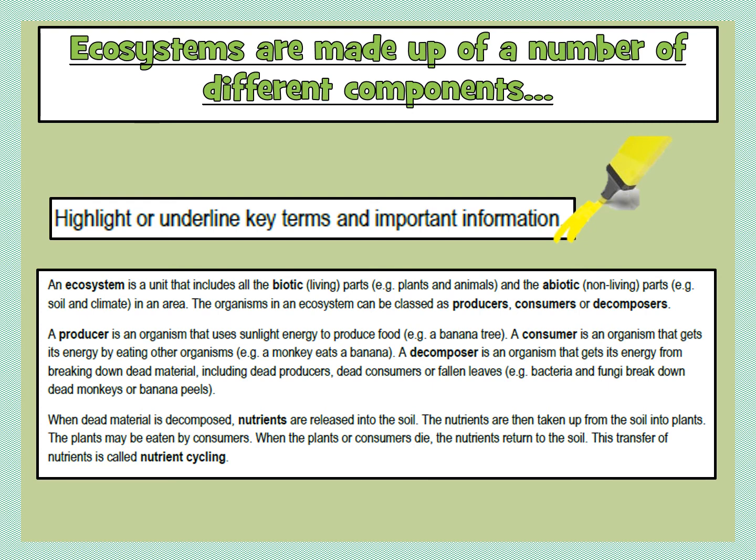A decomposer is an organism that gets its energy from eating or breaking down dead material, including dead producers, dead plants, dead consumers, other animals, or fallen leaves or bacteria and fungi that break down dead monkeys or banana peels. When dead material is decomposed, nutrients are released into the soil. The nutrients are then taken up from the soil into plants. The plants may be eaten by consumers. When the plants or consumers die, the nutrients return to the soil. This transfer of nutrients is called nutrient cycling.